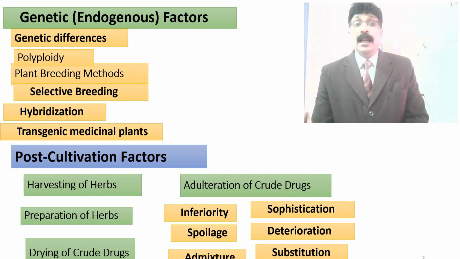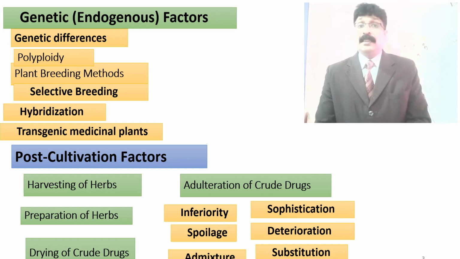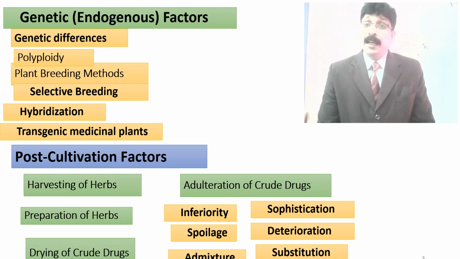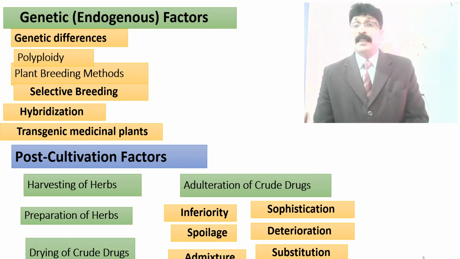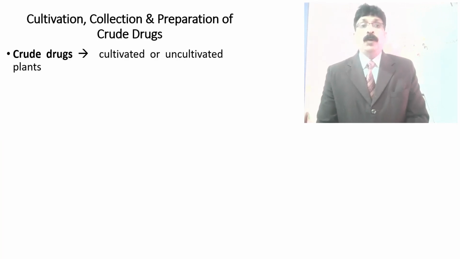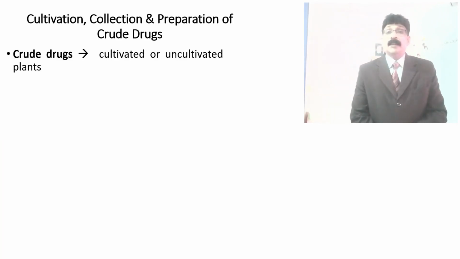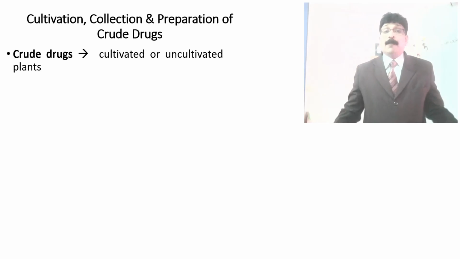And genetic endogenous factors, and we are going to see the exogenous factors like climate, temperature, and the hormones also. Now the first one, starting with the cultivation, collection, and preparation of crude drugs.